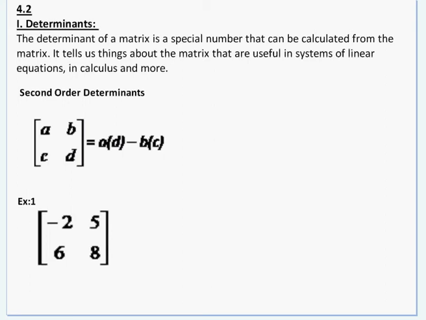We're going to talk about the determinant of a matrix. The determinant of a matrix is a special number that can be calculated from the matrix. It tells us things about the matrix that are useful in systems of linear equations, in calculus, and more.